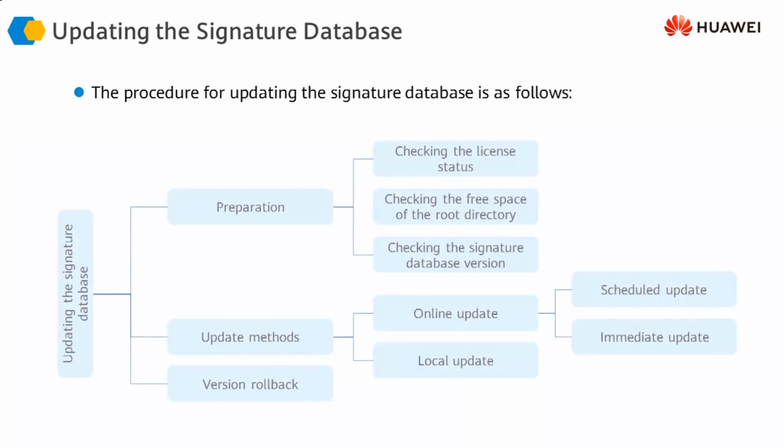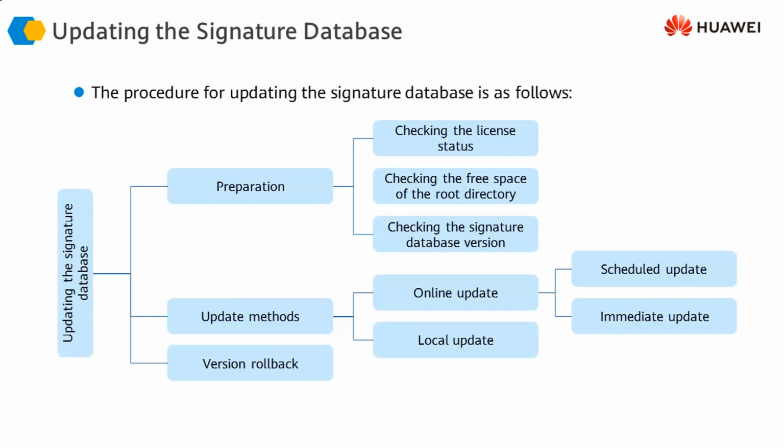The first step is updating the signature database. In order to update the signature database, we prepare, then we update based on whatever method we have selected, and if required, we can do a version rollback, or we can go to a previous version of the signature database.